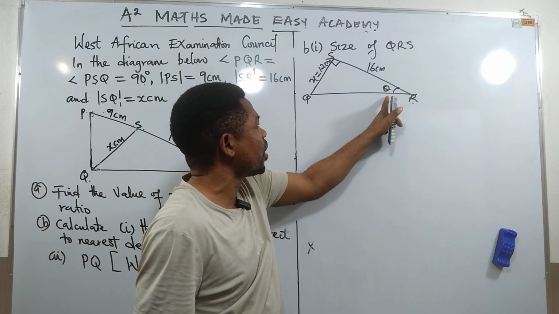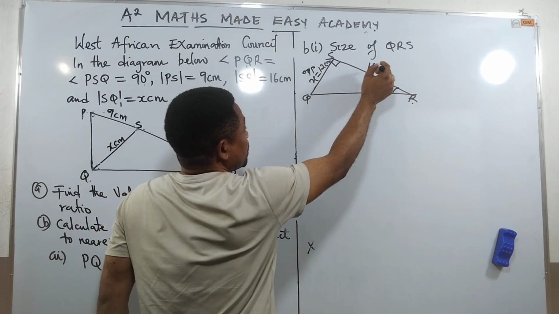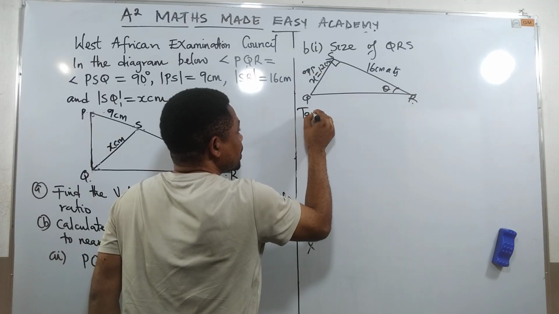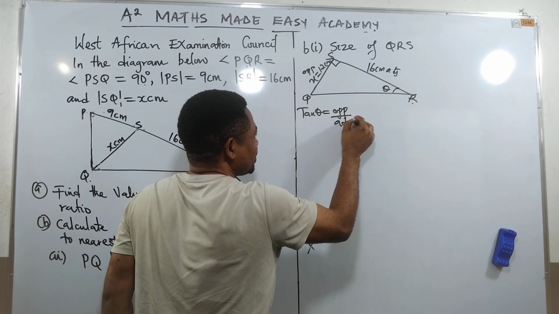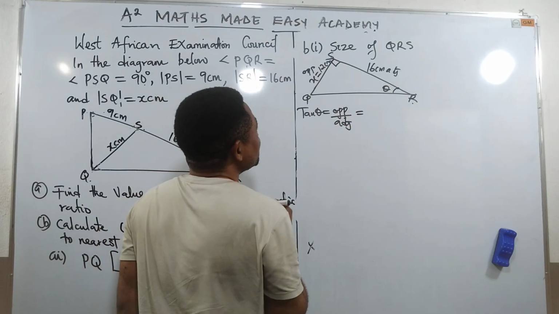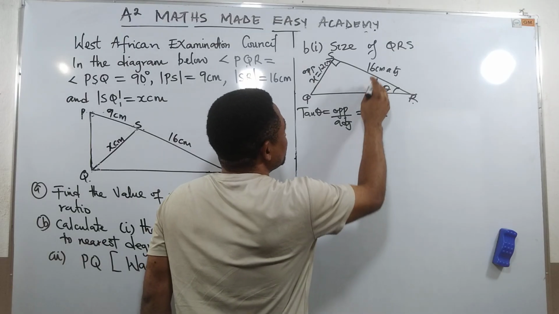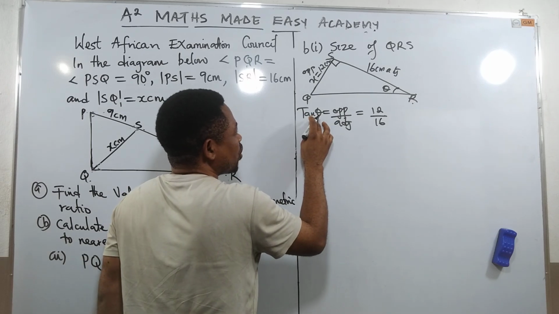Now, invariably, we are going to apply, if the angle is here, this should be the opposite. Are you with me? And this one should be the adjacent. So which means we are going to use tan theta, which is opposite over adjacent. Can we now substitute? What is the value of opposite? Opposite is 12. And what is the value of adjacent? Adjacent is 16. Then make theta the subject of the formula.